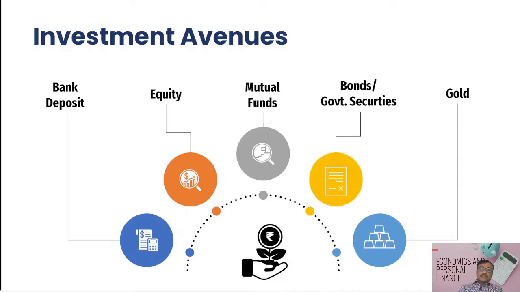Now, there are many ways you can invest your money to make it grow. Some popular options include bank deposits, stocks, mutual funds, bonds, government securities, and gold. In this course, we will talk more about investing in mutual funds and to some extent stocks. You probably already know about bank deposits. We will cover the different types of bank deposits that can be used as investment, but briefly.